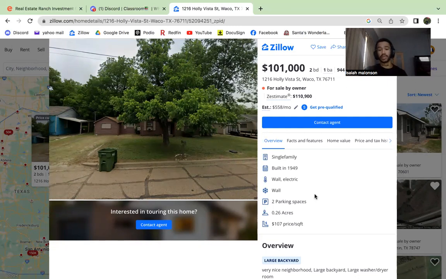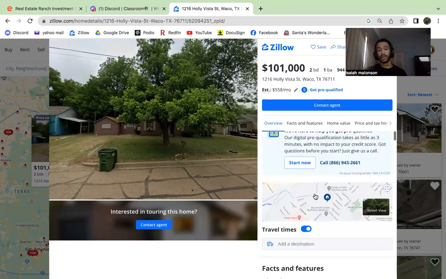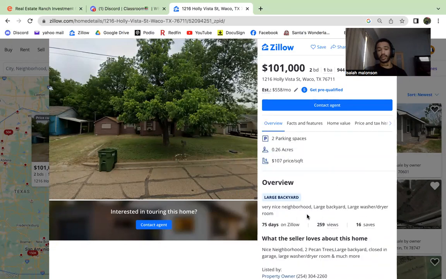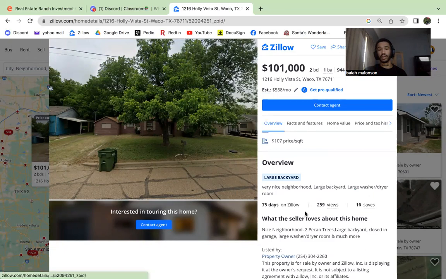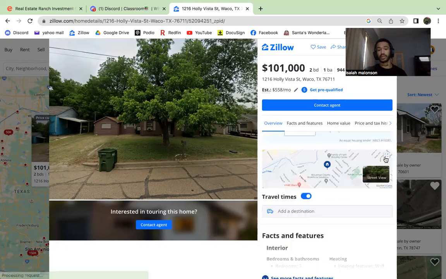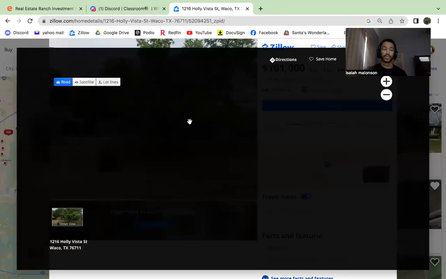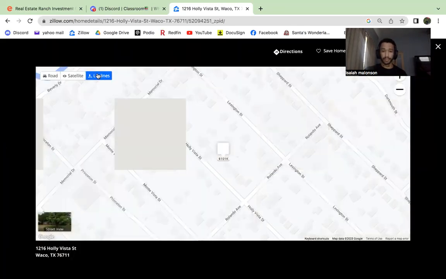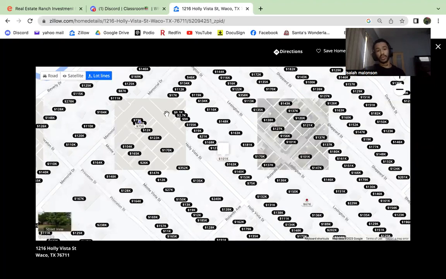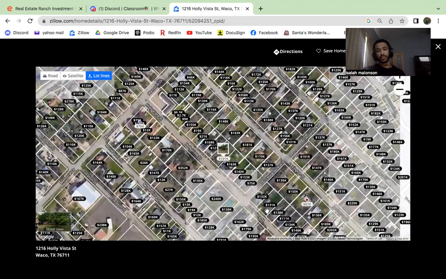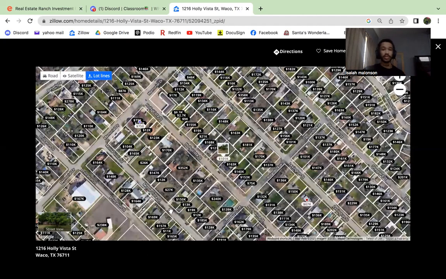So in 10 seconds or less, I would look at the description, glance through that really quick. Very nice neighborhood, large backyard, da da da da. All right, nothing much. What I would do is I would just click on this, open this up, press lot lines, and I would just quickly glance at all of these numbers, right? I would take the lowest number and the highest number, and I would say the ARV is somewhere around the middle of those. Or I would see what the average is, what most of the houses are going for, and I'd say, okay, that's about what the house is worth.